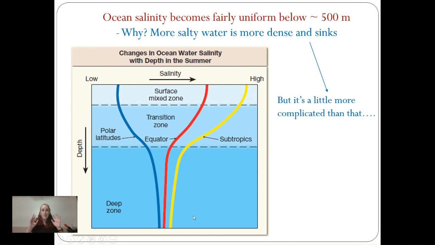So the point here is that salinity, or how salty the ocean is, is uniform below 500 meters, but also that the more salty water is, the more dense it is, so it's more likely to sink down to the bottom of the ocean.